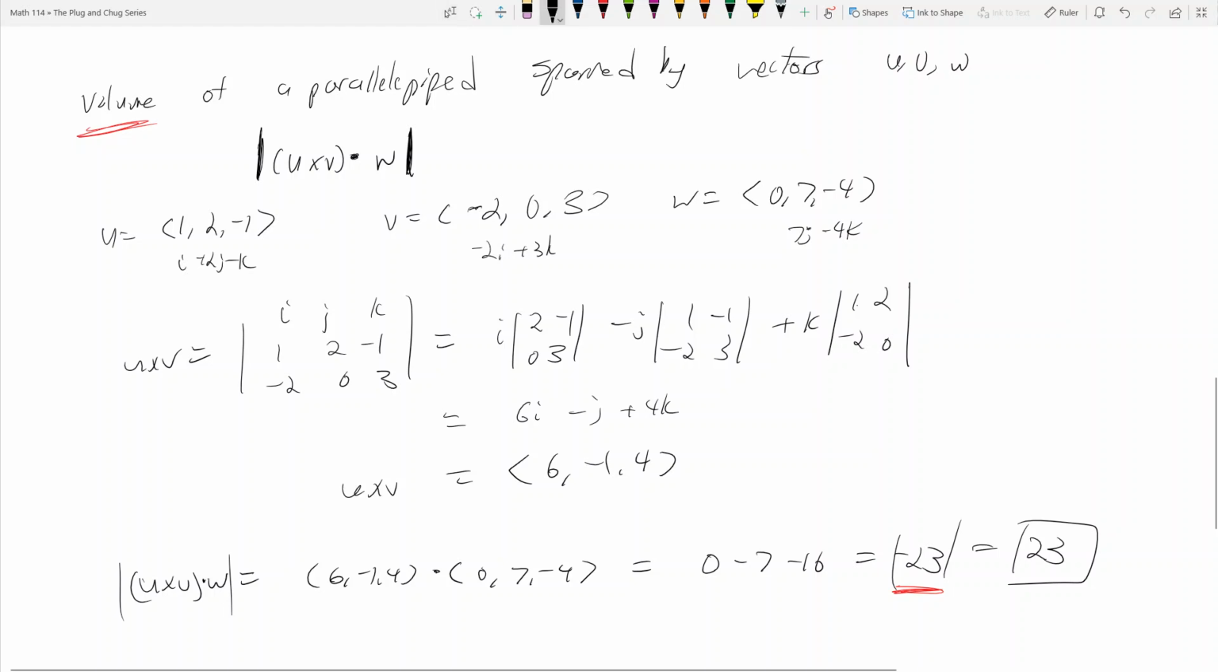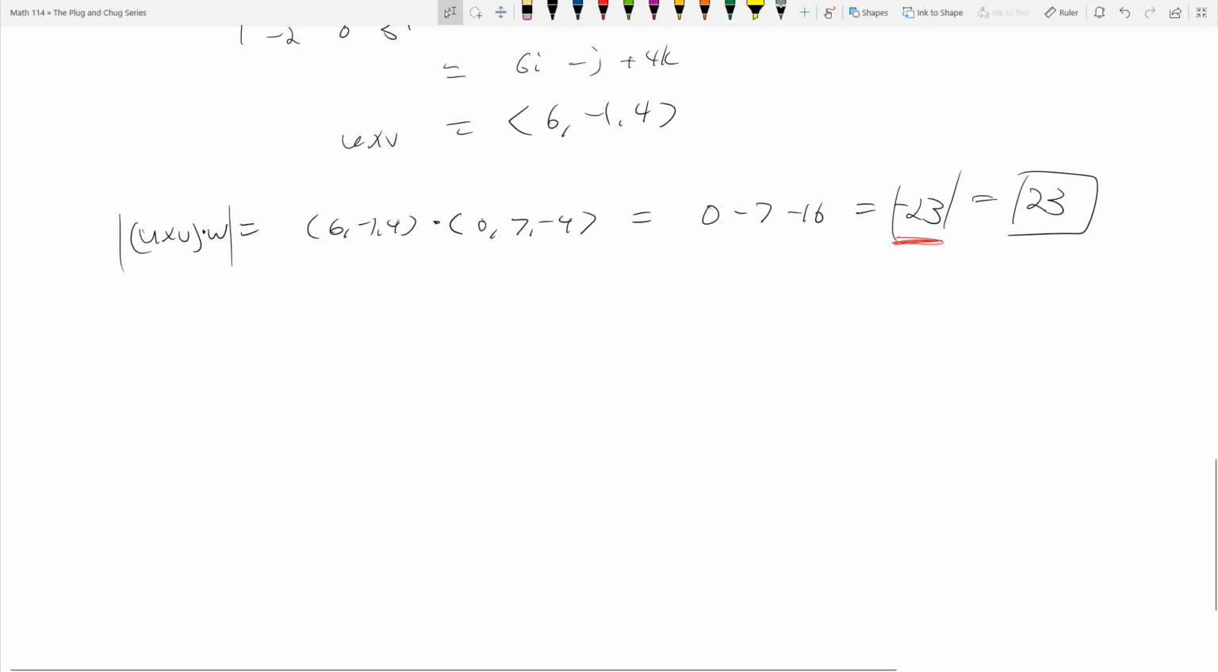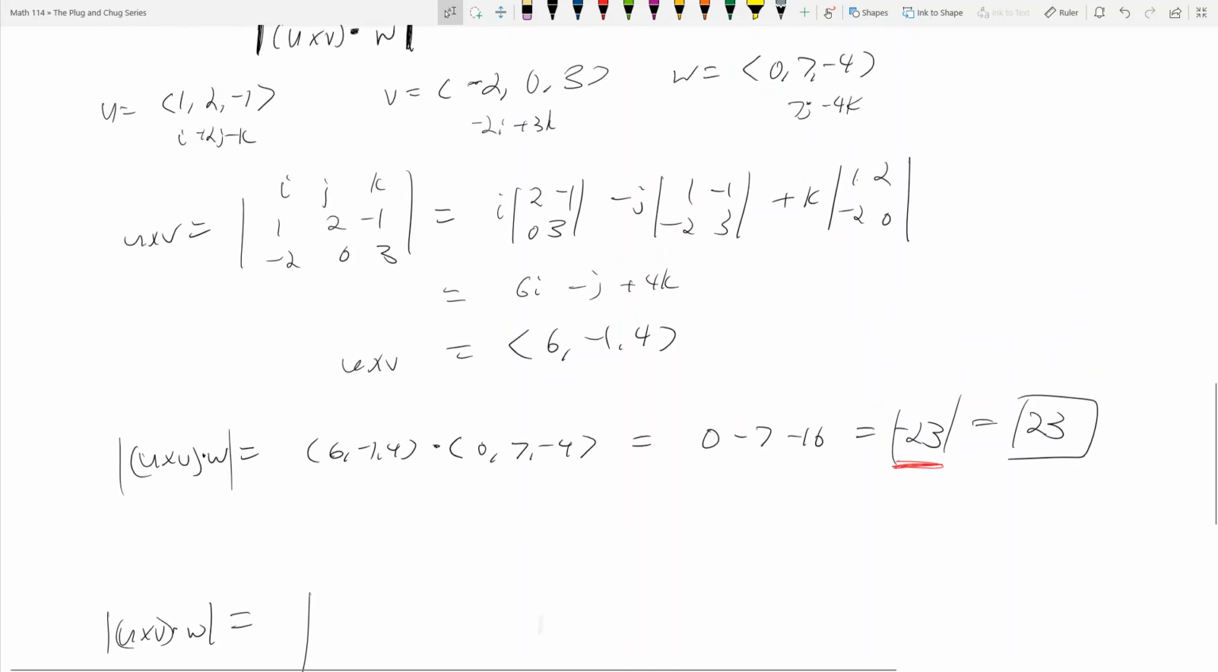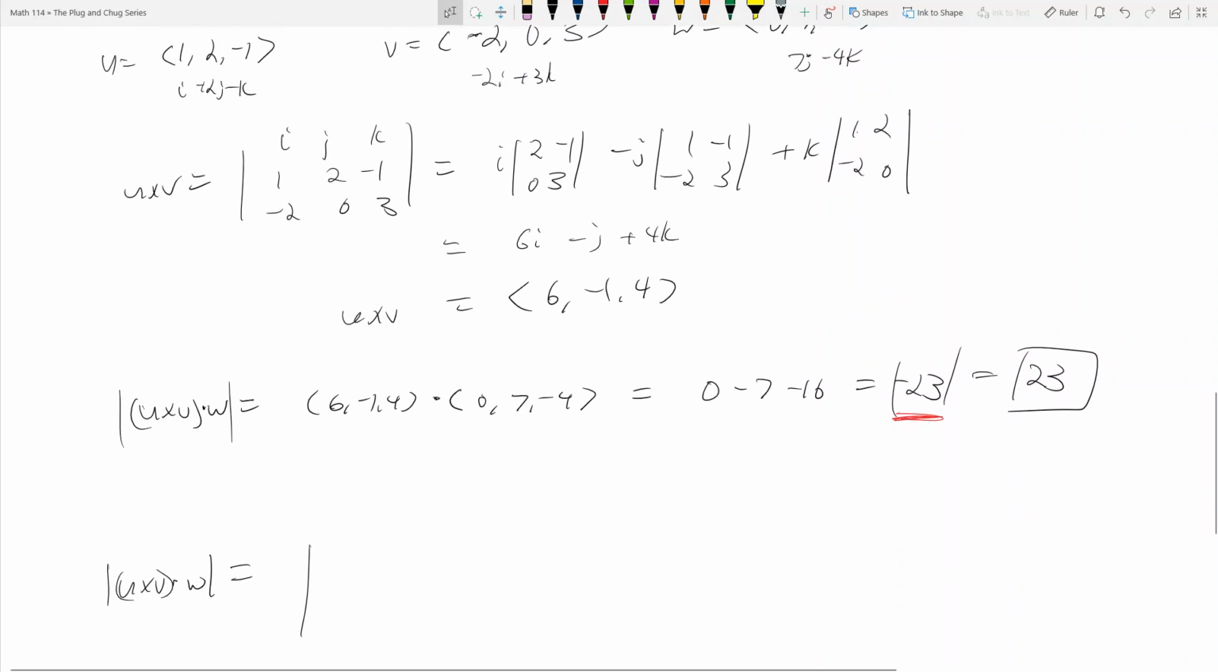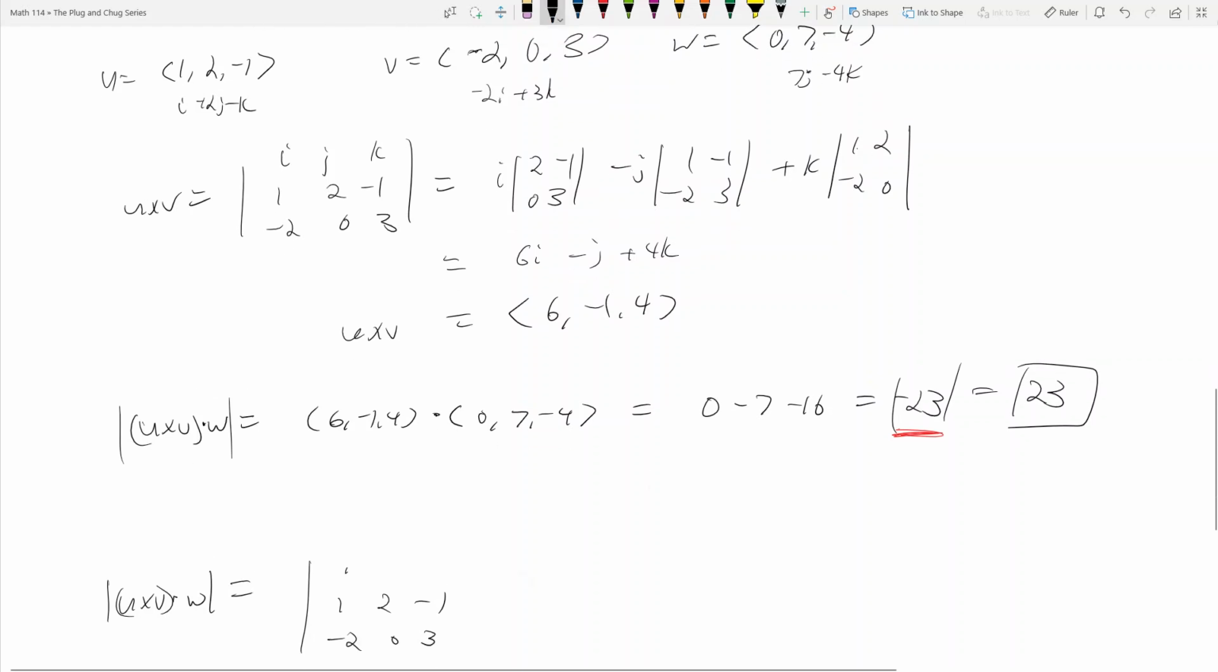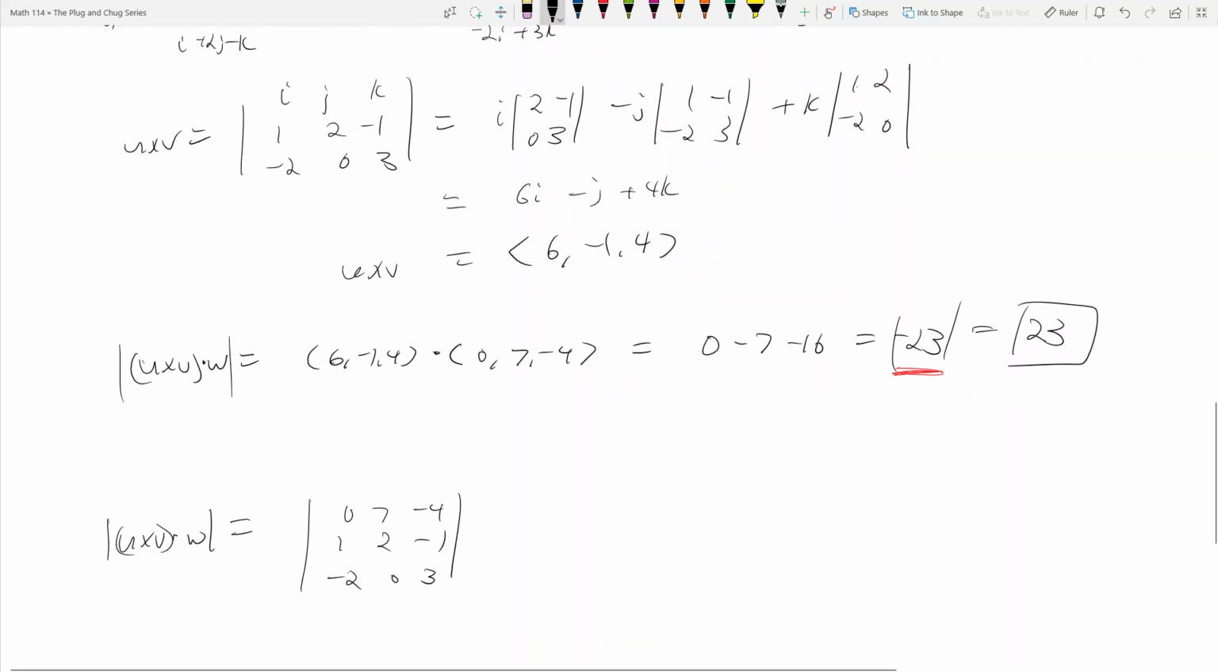All right. What's another way we can do this? Another way we can do this, u cross v dot w, is actually just going to be, instead of doing ijk, what if I just put w in there, right? So if I did 1, 2, -1, -2, 0, 3, and then let's say I put 0, 7, -4 up here, all right? What do I get? Well, then I get 0 times 2, -1, 0, 3. So it's the same thing, except ijk just get replaced. And then this becomes minus 7 instead of minus j, right? Because now it's the 7 that's getting canceled out. So it's a minus 7, right?